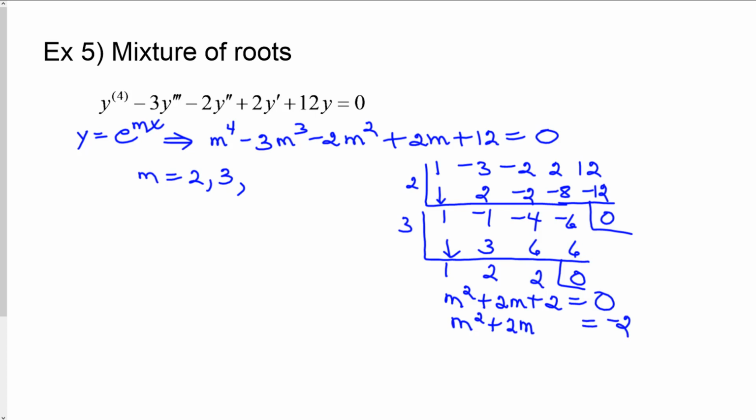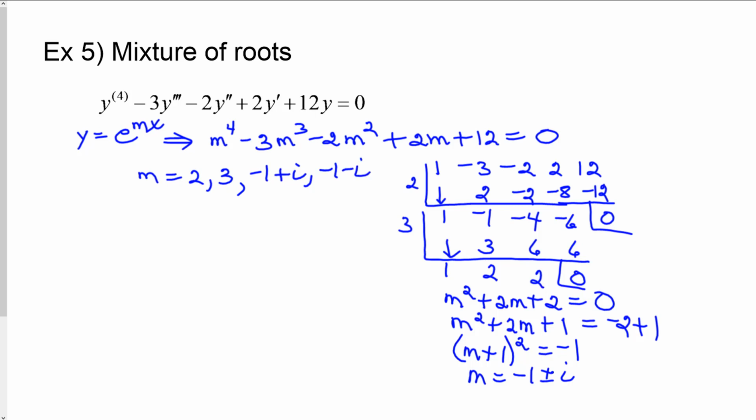So if we move the constant to the right and then add half of b squared to both sides and factor, we get m plus 1 quantity squared equal -1, and this is going to lead us to m equal -1 plus or minus the square root of -1, which we would call i. So we'll add those to our list. So there's our 4 roots, 2 of them real and 2 of them imaginary.